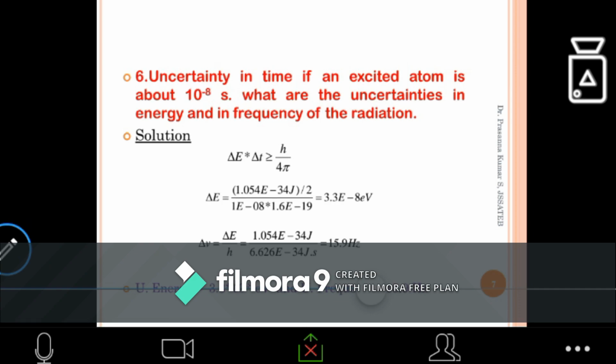The variables are the energy and the frequencies. Therefore, delta E is equal to h times delta frequency nu. Therefore, the requirement is delta nu. Therefore, delta nu is equal to delta E by h. So, we already calculated delta E.